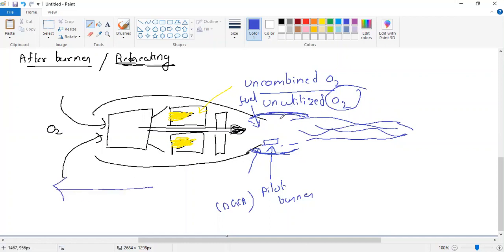Understood? Since the combustion is happening after the engine section, it is called afterburner. Since we are using the same air for heating, it is called reheating. Both the names are technically correct. You can write afterburner or you can write reheating. But reheating is basically heating the air. Afterburner is called for the entire arrangement. Done, beta? Now let us understand what happens in the afterburner.